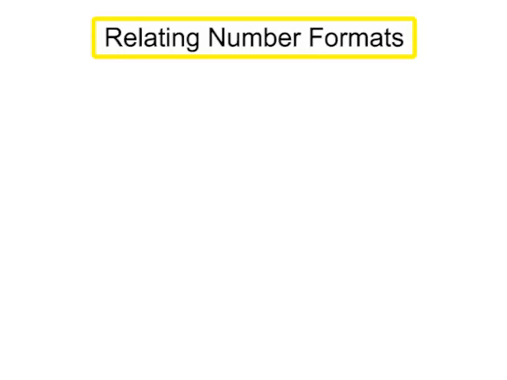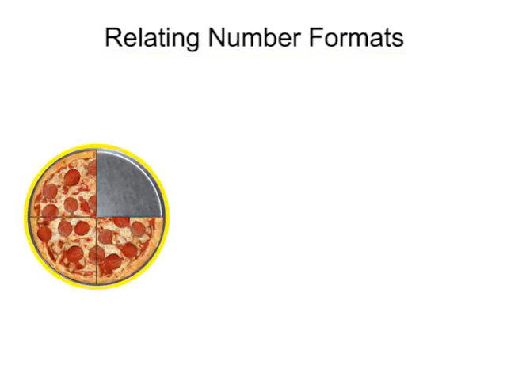Decimals, fractions, mixed numbers, and percentages are related and are simply different ways of showing the same value. For example, this illustration of a pizza divided into 4 equal parts with one part missing can be expressed as the fraction 3/4, the decimal 0.75, and the percentage 75%.